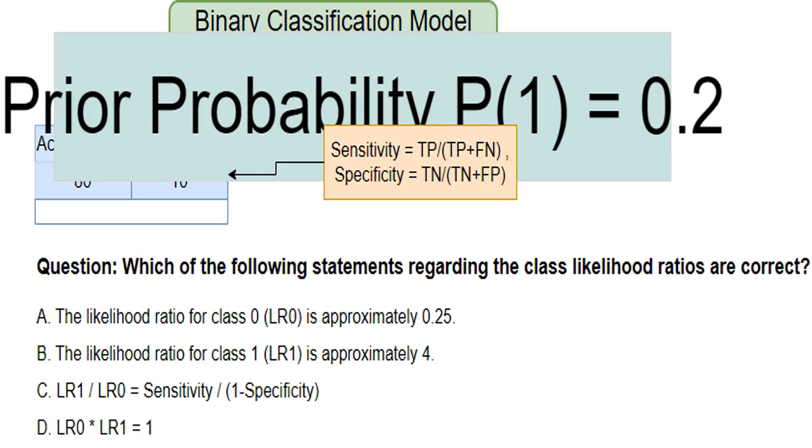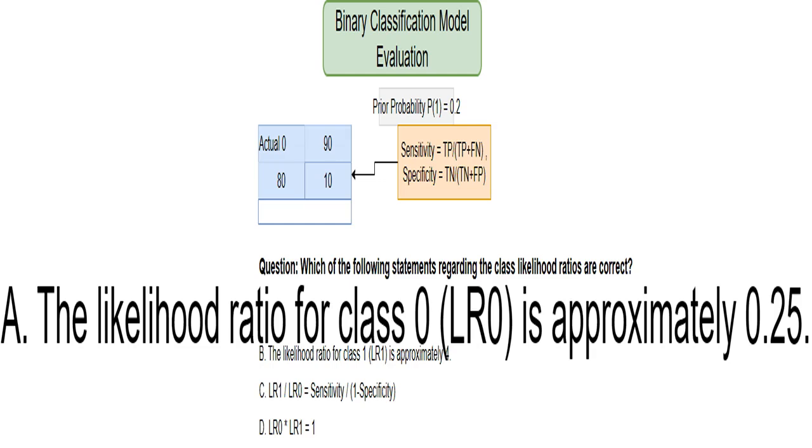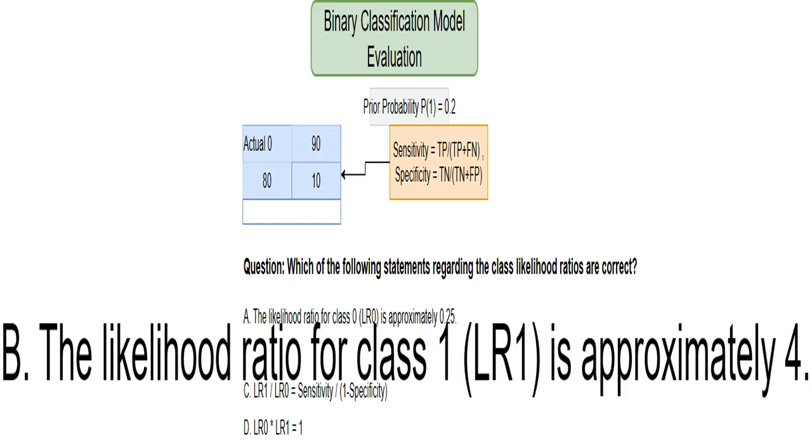Before looking at the model's predictions, I knew there was a 20% chance that a randomly selected instance belongs to class 1, positive class. This is one of the multiple choice options. I will check if this is correct after calculating likelihood ratios. This is another multiple choice option. I will check if this is correct after calculating likelihood ratios.